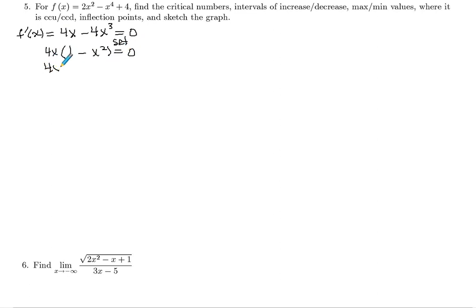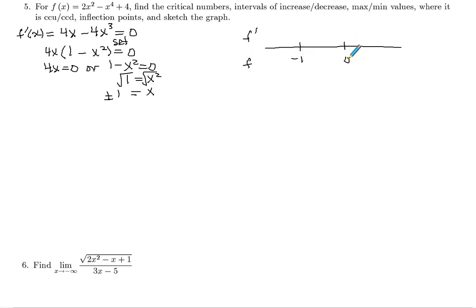So either 4x is 0, or the second piece, 1 minus x squared, is 0. And in this case, bring the x squared over as a positive. 1 equals x squared. And then we take square roots on both sides. And we get x equals positive or negative 1, because we were taking the square root, positive and negative square root. So 0, 1, and negative 1. So let's get our sign chart going here for f prime. So we've got negative 1, 0, and 1 are the cutoffs there.